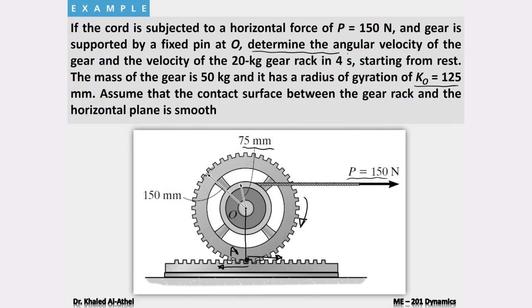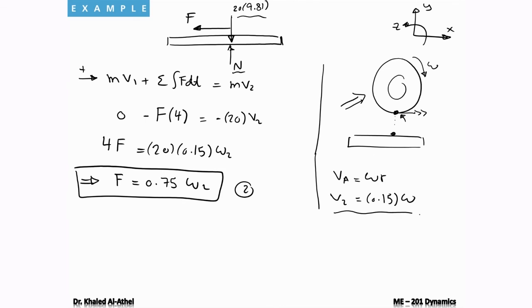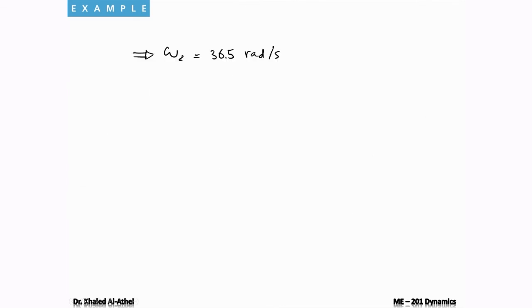Now keep in mind that the problem asked you to find the velocity. So determine the angular velocity of the gear, which we did, and the velocity of the 20 kilogram gear rack. Remember that we said V equals 0.15 omega, so I'm going to calculate the velocity of the rack, which is point A, and it should equal 0.15 times 36.5, which will equal approximately 5.48 meters per second to the left.